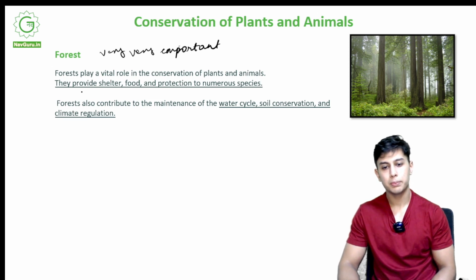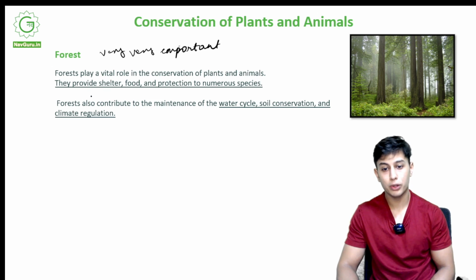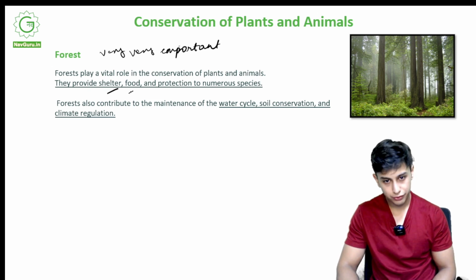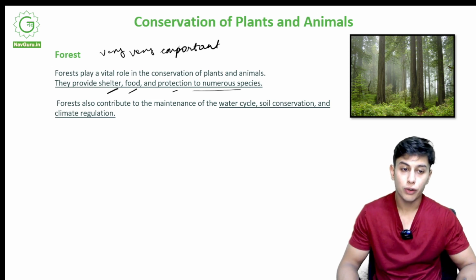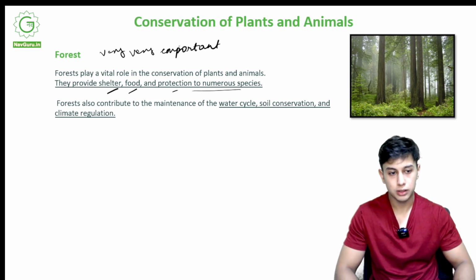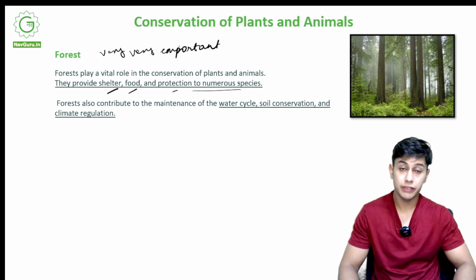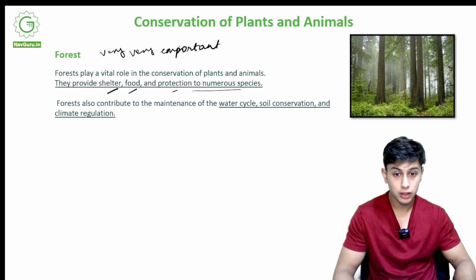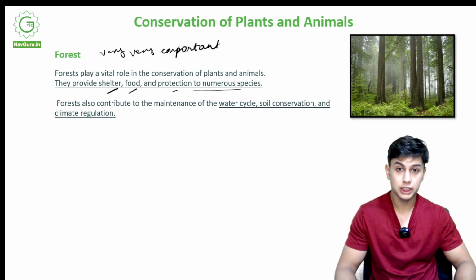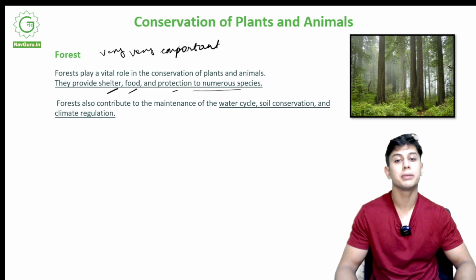Forests play a vital role in the conservation of plants and animals. They provide shelter, food, and protection to numerous species. The forest is the home of a lot of species. It is giving them shelter, a home, and food. It is giving them protection from a lot of things, otherwise they might go extinct.